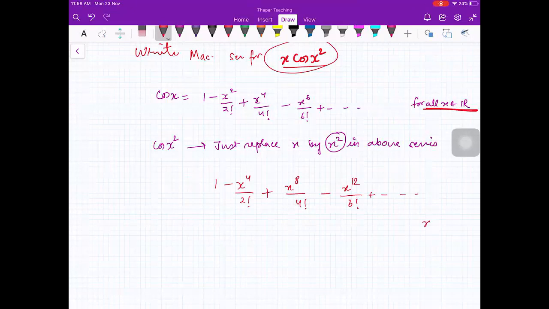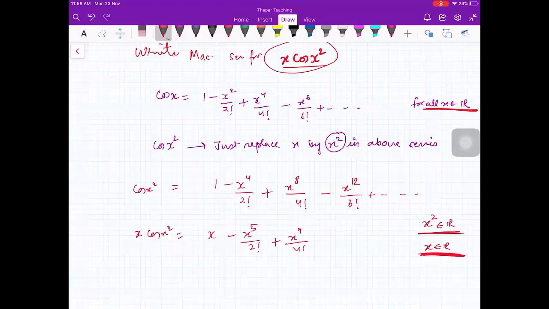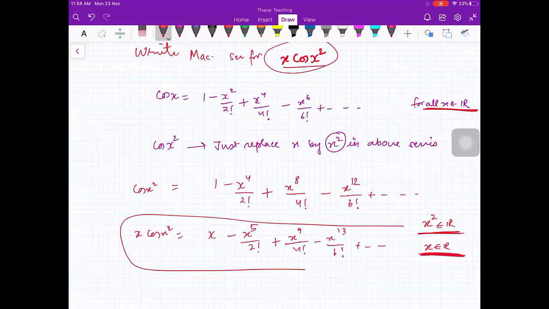And this is valid for all x^2 in R. All x^2 in R means all x in R, right? You take any number in R, you'll get x^2 in R. So this is the series for cos x^2, and then you can multiply with x simply. So that will be x minus x^5 upon 2 factorial plus x^9 upon 4 factorial minus x^13 by 6 factorial, and so on. So this is the series you got.